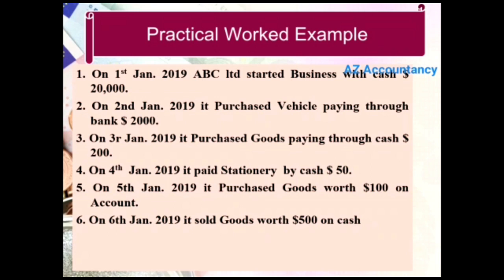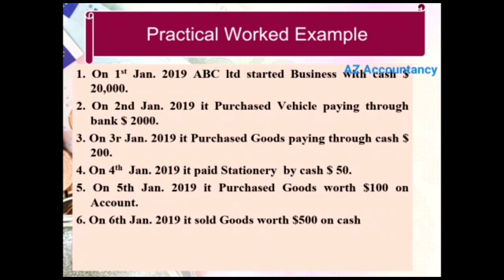Now we are going to solve a practical example. These are few transactions. On 1st January 2019, ABC Limited started business with cash $20,000. On 2nd January, it purchased vehicle paying through bank $2,000. On 3rd January, it purchased goods paying through cash $200. On 4th January, it paid stationery by paying cash $50. On 5th January 2019, it purchased goods worth $100 on account. Remember this, a very typical word, on account. On 6th January 2019, it sold goods worth $500 cash.